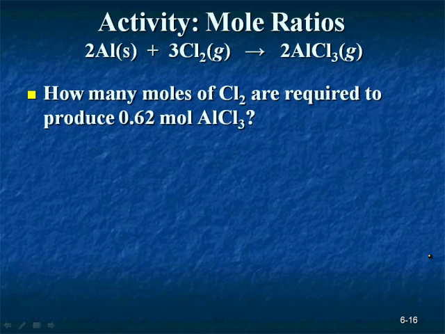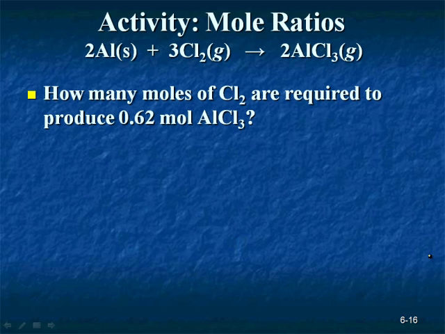Here is a different equation. Aluminum reacting with chlorine gas forming aluminum chloride. Aluminum chloride is usually a powder, a solid, but anyway, the physical state is not going to affect our calculations here. We are after stoichiometry. So the question is, how many moles of chlorine are required to produce 0.62 moles of aluminum chloride?